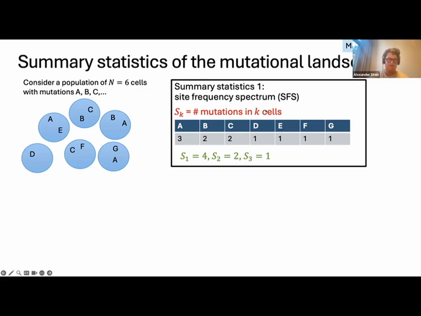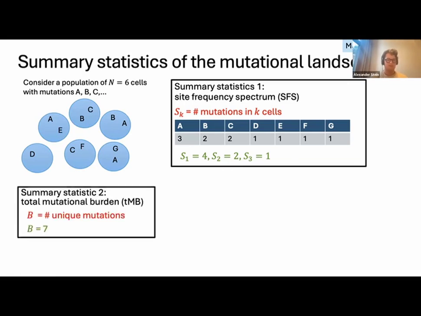In other words, we define these objects Sk, which is the number of mutations that occur in k cells. So in our example population on the left side of 6 cells with mutations A, B, C, D, E, F, G, we would look, for example, at mutation A and ask how often does it occur? It occurs 3 times, so we put this into the table. And then similar for B, C, D, E, F, G. At the end, we want to look, for example, at S1, so how many mutations occur exactly once? Now we have D, E, F, G, which is 4, and we will end up with S1 equals 4, and then S2 equals 2, and S3 equals 1. So this is our first statistic we want to look at.